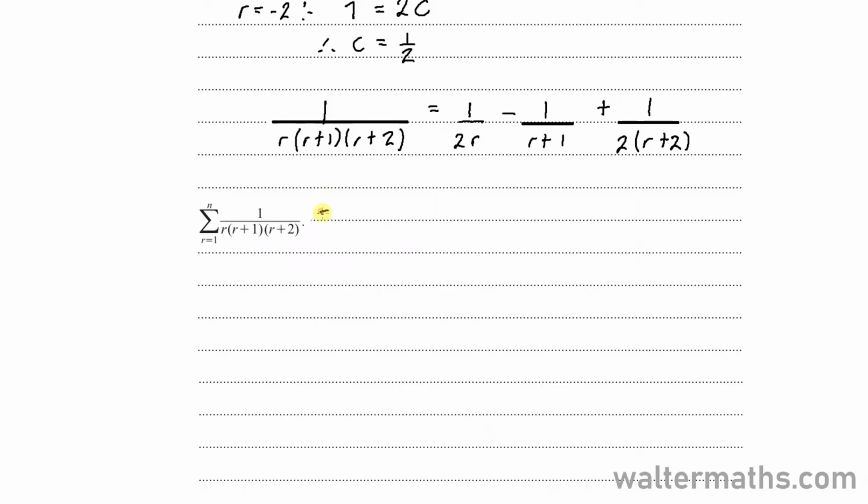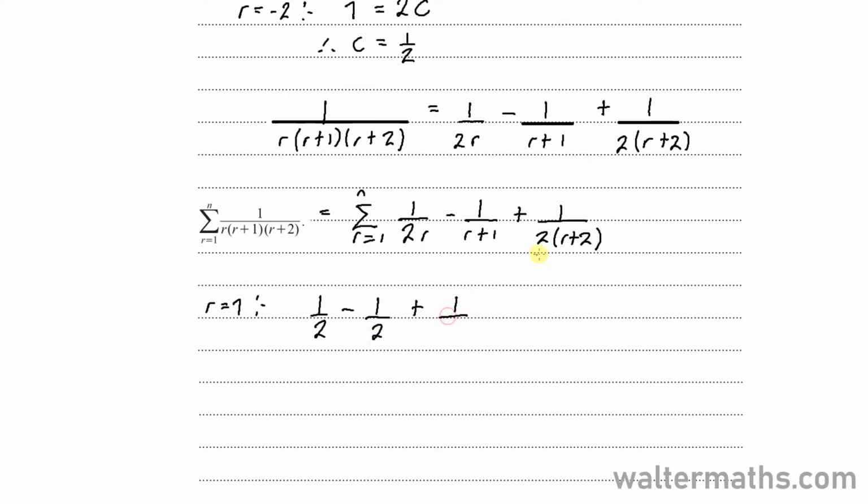So we're saying this should be equal to the sum from r is equal to 1 up to n of terms of the form 1 over 2r minus 1 over r plus 1, and it's plus 1 over 2 of r plus 2. Alright, so here when r is equal to 1, we'll be having a half minus 1 over 1 plus 1, that's 2, and it's plus 1 over 2 of 3, which is 6.